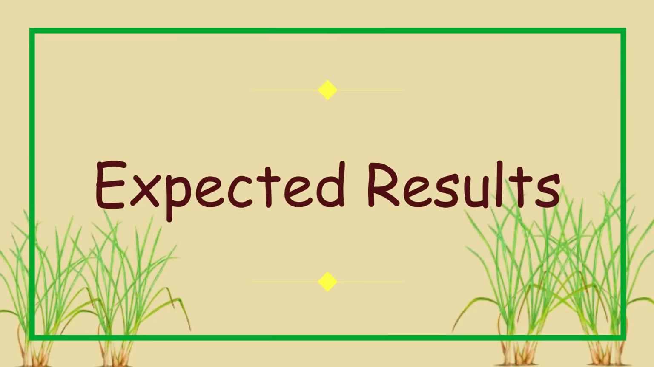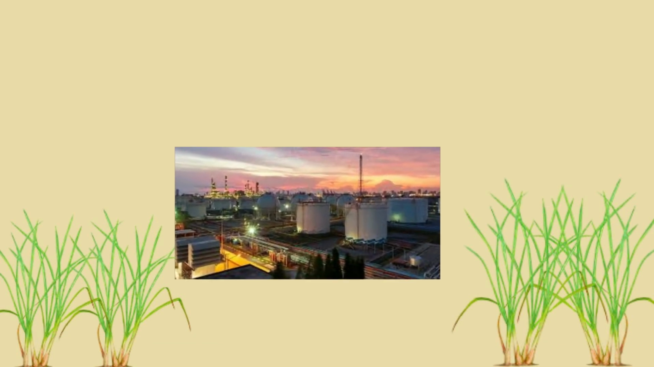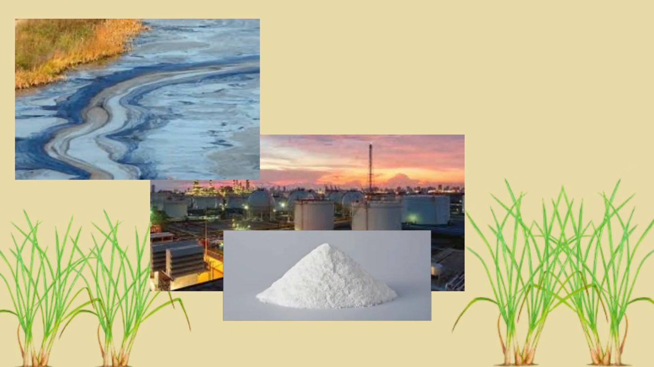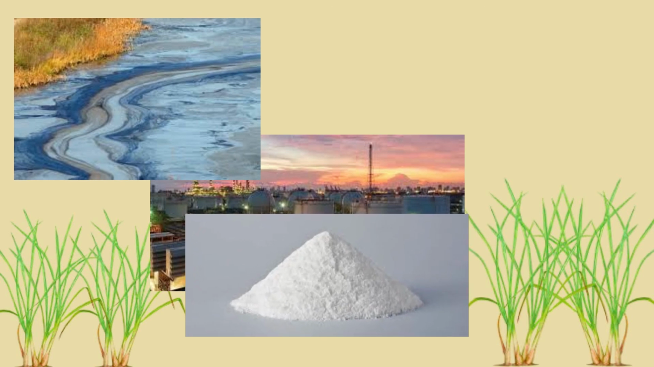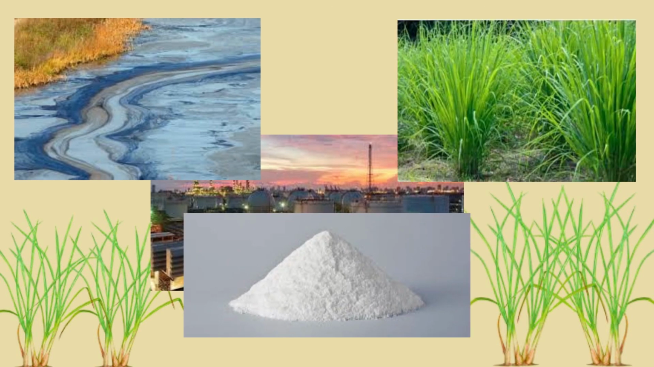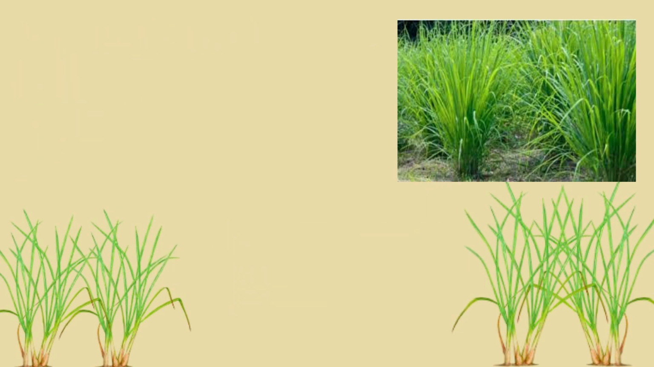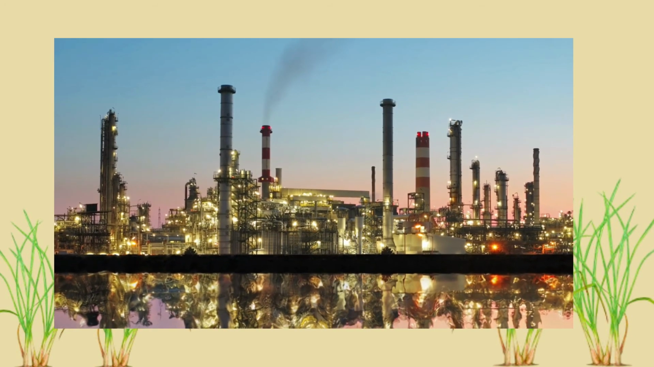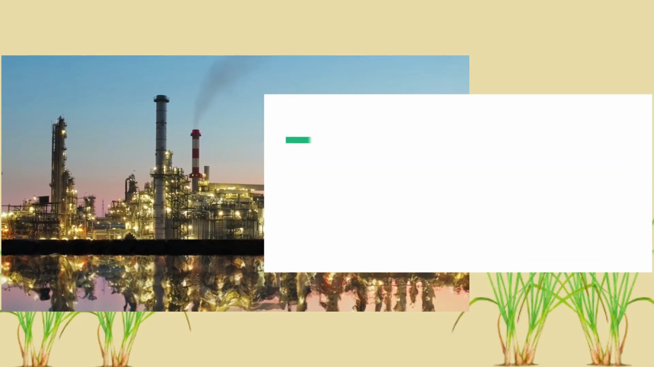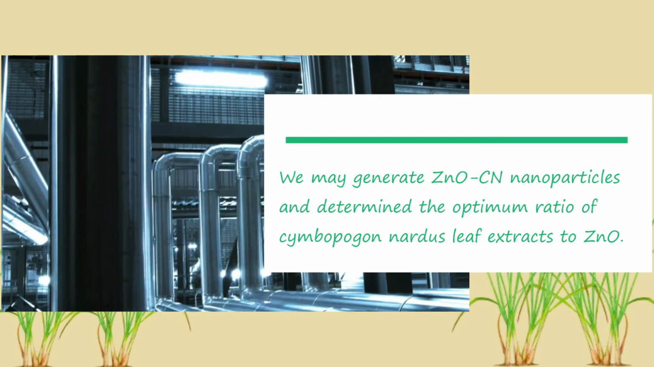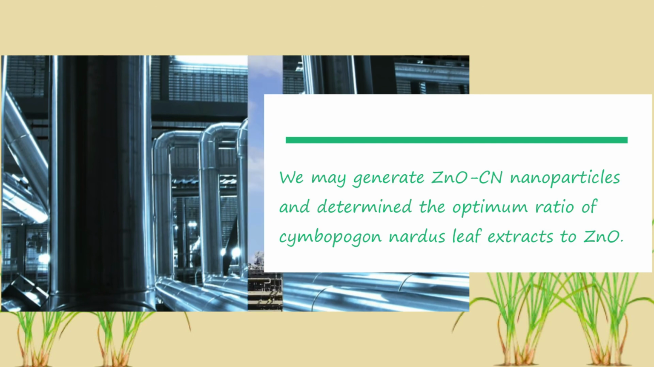Lastly, I will show you our expected results for this project. As you know, we will treat petroleum refinery wastewater by synthesizing the green zinc oxide nanoparticle as the photocatalyst. We use Cymbopogon Nardus extract as green plant, which is also known as citronella grass. Our first expected result is we may generate zinc oxide Cymbopogon Nardus nanoparticles and determine the optimum ratio of Cymbopogon Nardus leaf extracts to zinc oxide.